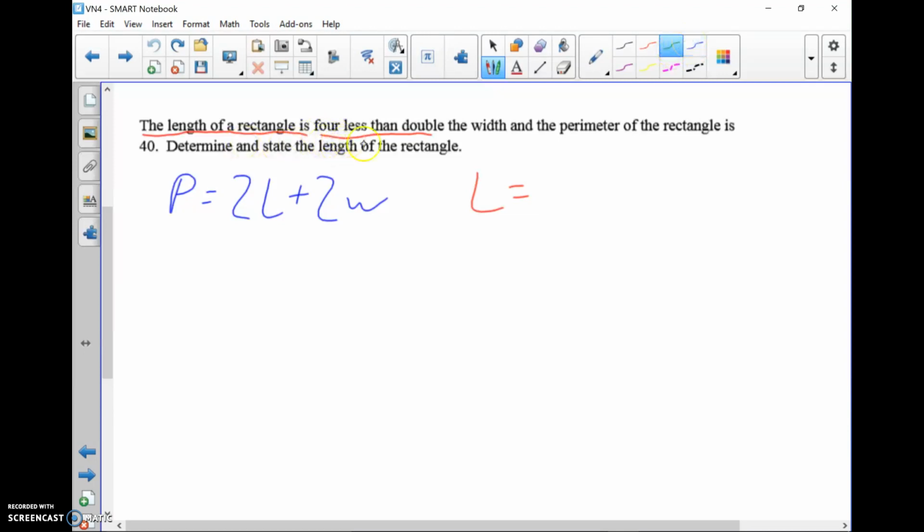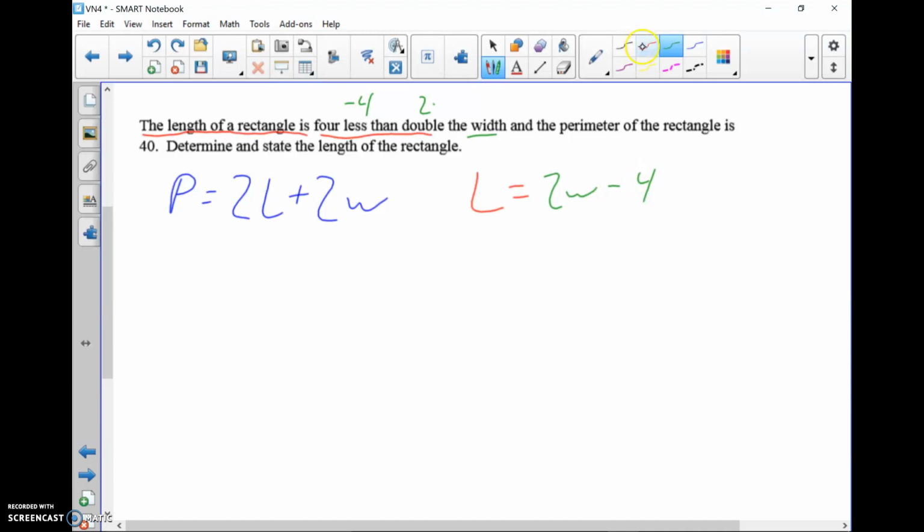So the length of the rectangle is, that's our L equals, 4 less than means minus 4, not 4 minus. You have to be careful with that. Minus 4. And double the width, that's 2 times the width, so we have double the width is 2W, and 4 less than is minus 4.